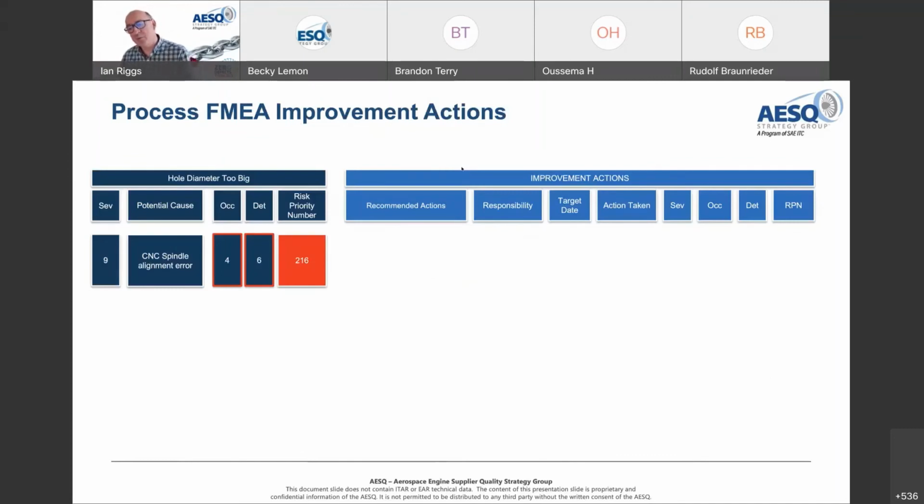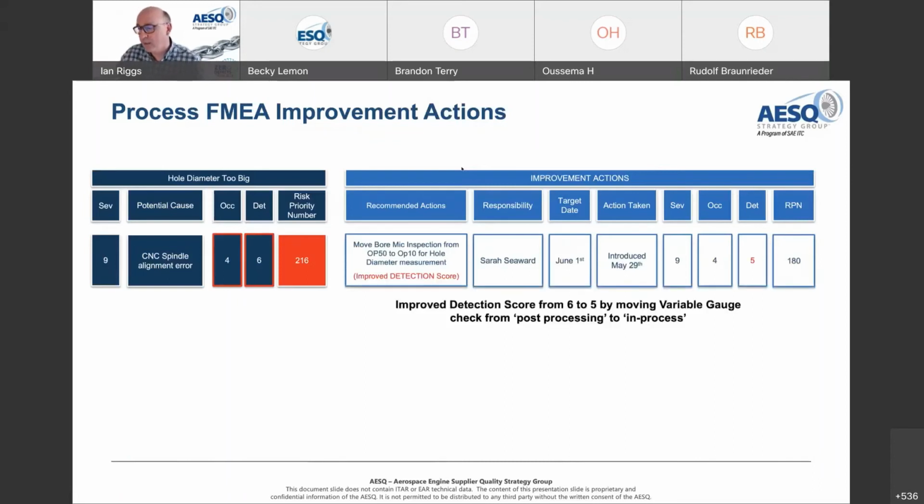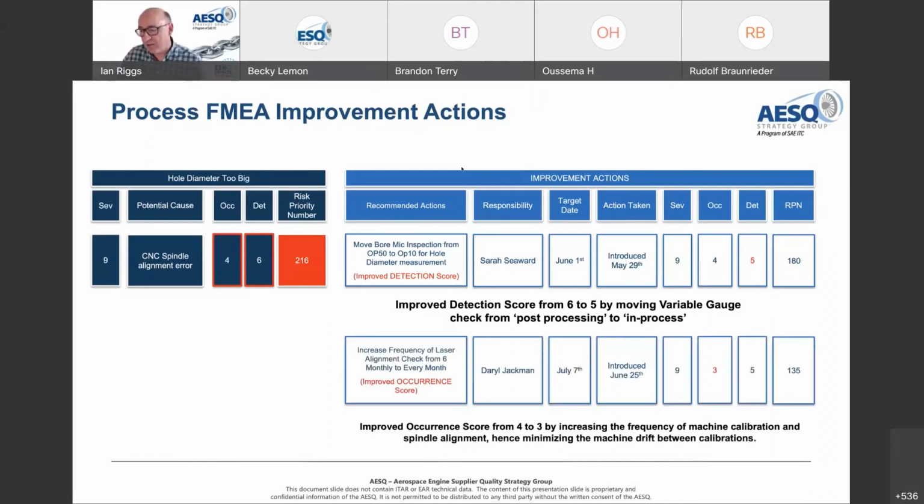In the first example we saw yesterday, to lower this RPN of 216, what Sarah's done is move the inspection from post-processing to in-process. That got her to reduce the detection score from 6 to 5. And what Darryl did is he increased the frequency of preventive maintenance on the laser check-in, which reduced the score from 4 to 3. So we've gone from 216 down to 135.